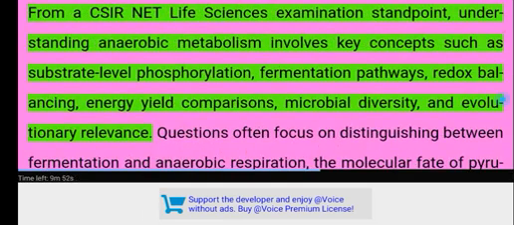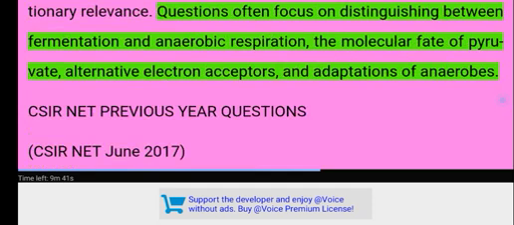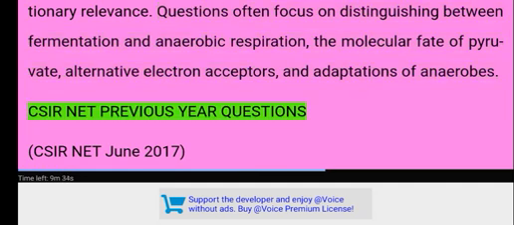From a CSIR-NET Life Sciences examination standpoint, understanding anaerobic metabolism involves key concepts such as substrate-level phosphorylation, fermentation pathways, redox balancing, energy yield comparisons, microbial diversity, and evolutionary relevance. Questions often focus on distinguishing between fermentation and anaerobic respiration, the molecular fate of pyruvate, alternative electron acceptors, and adaptations of anaerobes.